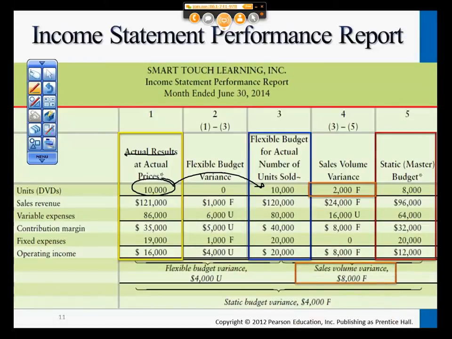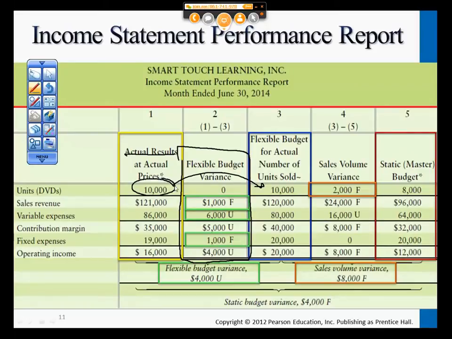All right, so what else do we have? When I have to find out my sales volume variance, what do I take? We'll be looking at the flexible budget variance and the sales volume variance for a second. My flexible budget variance is the difference between the actual results at actual prices and the flexible budget for actual number of units sold. All right, so when I calculate, for a second, let's look at the column flexible budget variance. Let's look at this column right here.